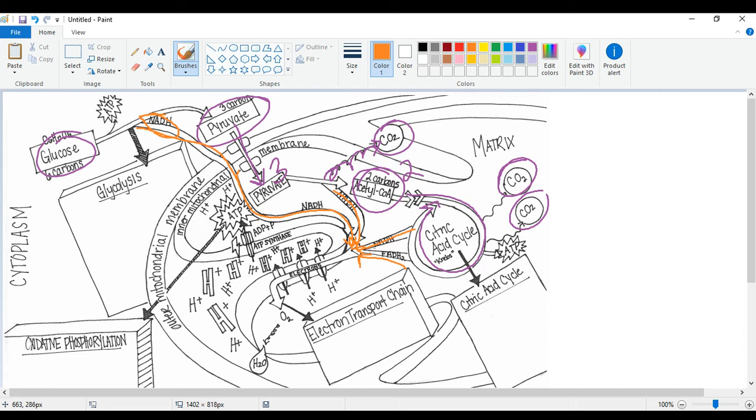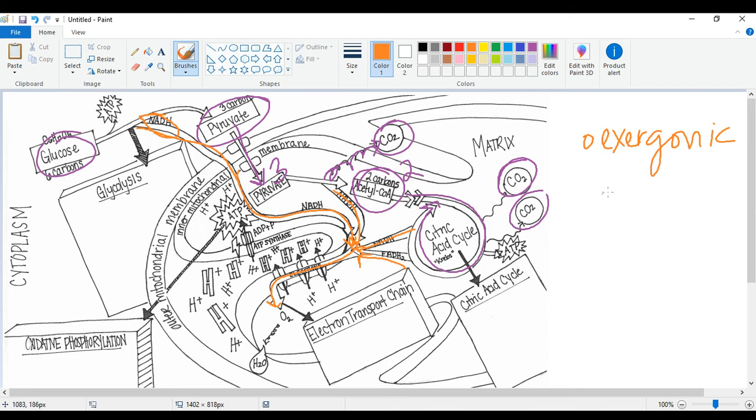The purpose of the electron transport chain is to release energy. So the electron transport chain is a series of embedded proteins in the membrane, and the electrons are going to get passed through these proteins, and as they do, they are going to release energy. So this whole process is an exergonic reaction. And an exergonic reaction means, remember, that it releases energy.